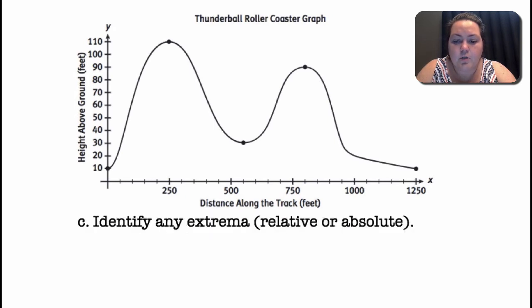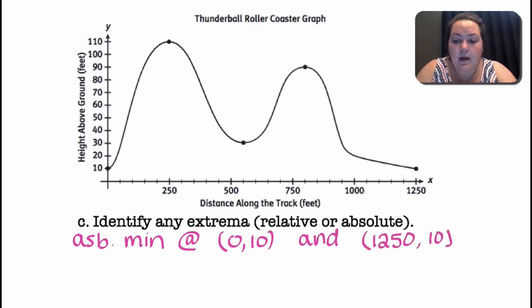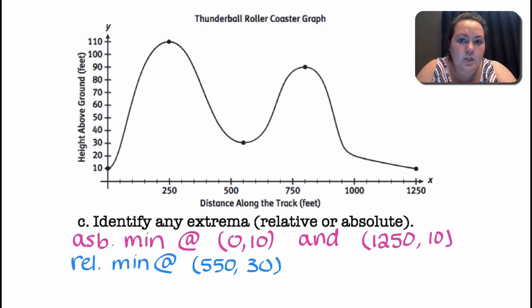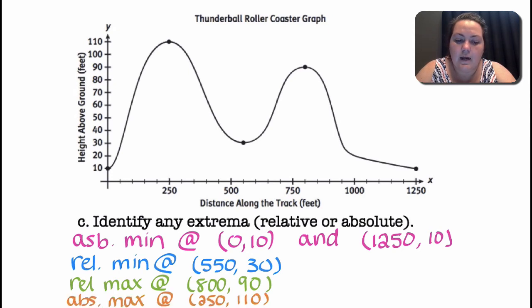Identify any extremes, so relative or absolute. All right, I have an absolute minimum. The lowest it goes is at (0, 10). That's the ordered pair. And at (1250, 10). Then I have a relative minimum. It's a minimum. It's where it changes from decreasing to increasing, but it's not quite the lowest point. Okay, a relative minimum at (550, 30). A relative max at 890, and an absolute max at (250, 10).